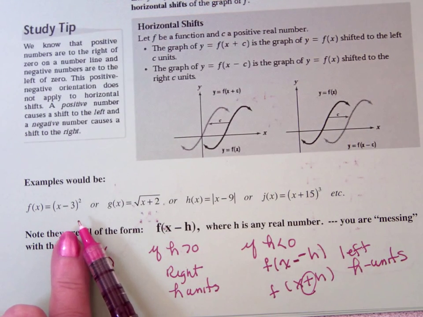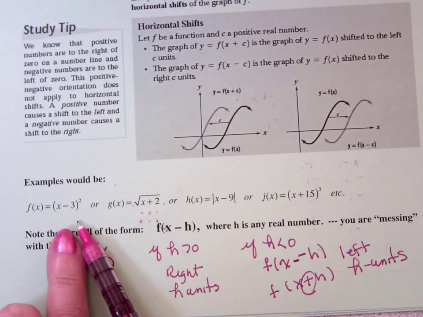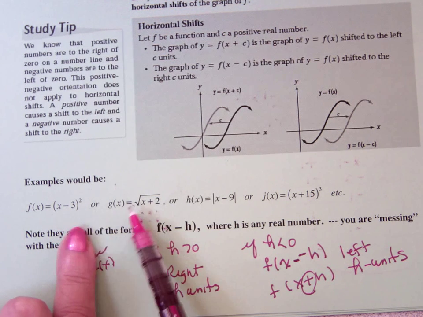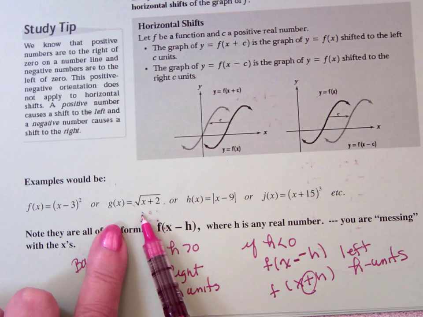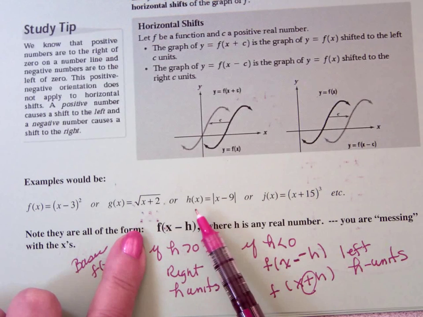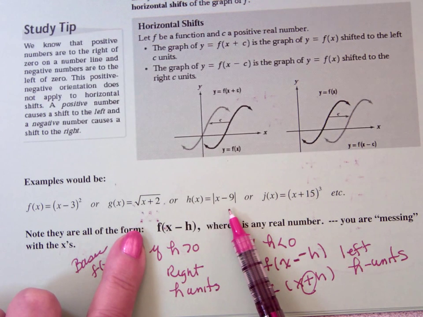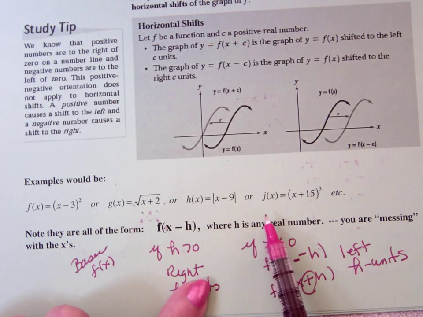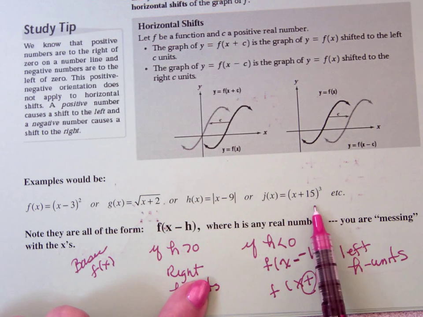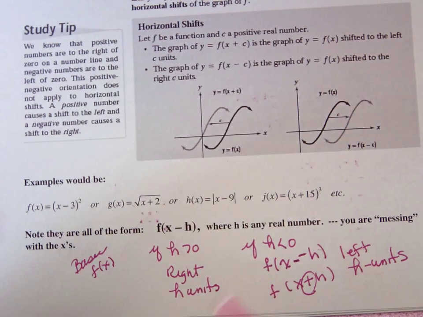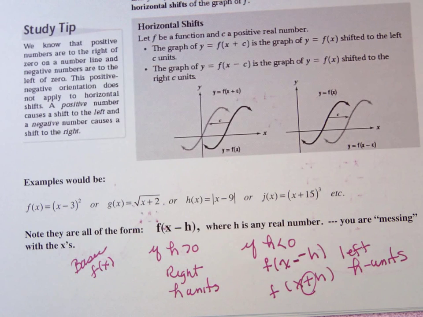Forms and examples using our basic functions: f of x equals x minus 3, the quantity squared; g of x equals the square root of x plus 2; h of x is equal to the absolute value of x minus 9; j of x is equal to x plus 15, the quantity cubed, etc., where your basic functions are x squared, square root of x, absolute value of x, and x cubed.